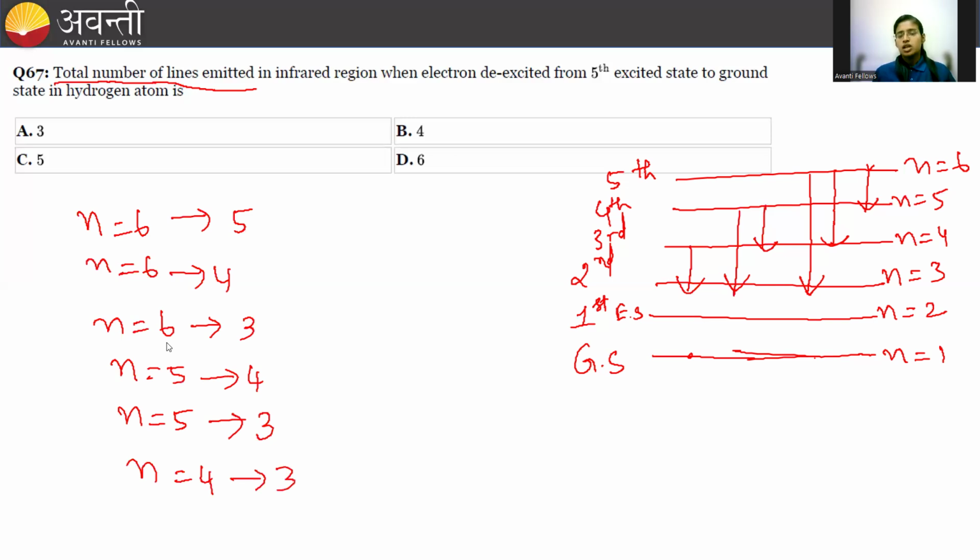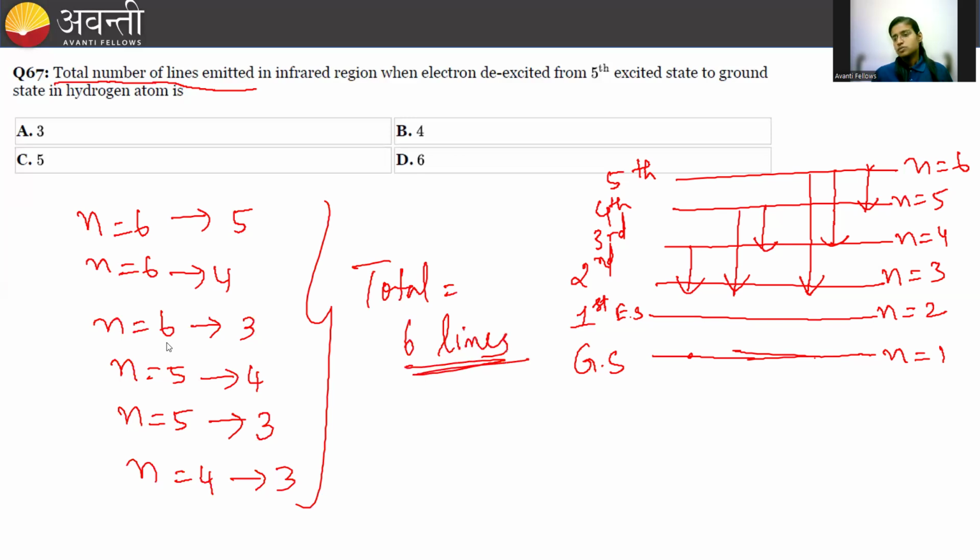Okay? So now you can see that 6 lines are emitted when an electron de-excites from the fifth excited state to the ground state for a hydrogen atom. So we are getting a total of 6 lines emitted from this region for this electron. Okay. So the answer is equal to 6. Option D. Okay. The answer is 6 and the correct option is D. Got it?